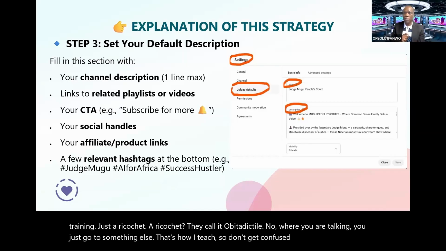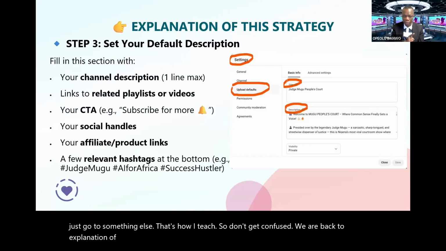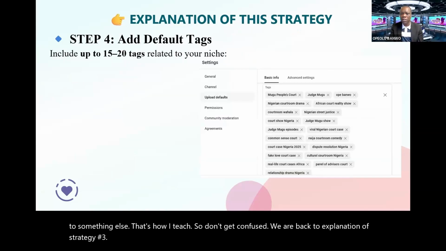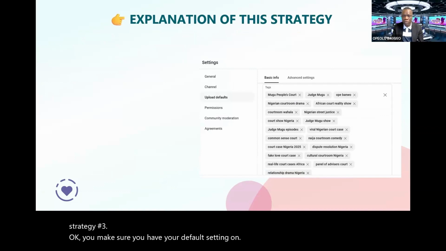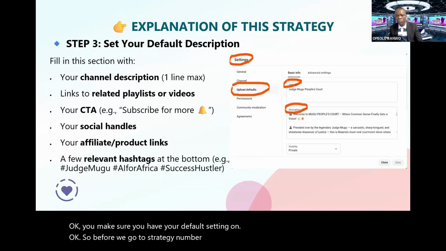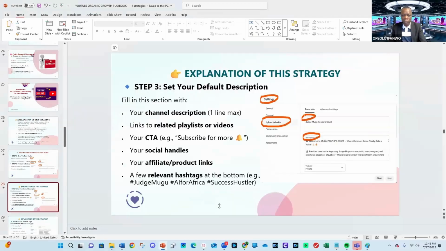We are back to explanation of strategy number 3. Okay, you make sure you have your default setting on. Okay, so before we go to strategy number 4, let's try to do this first by getting your default description done. Let's go to ChatGPT, and then we'll go and post it.